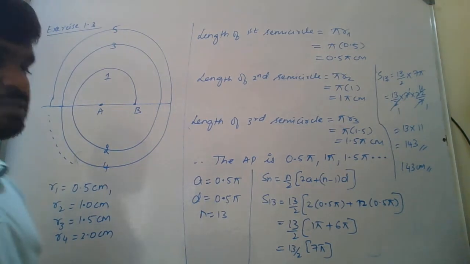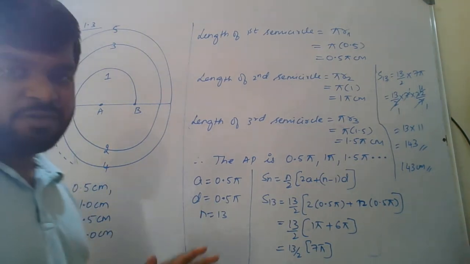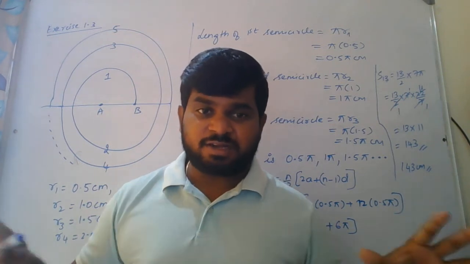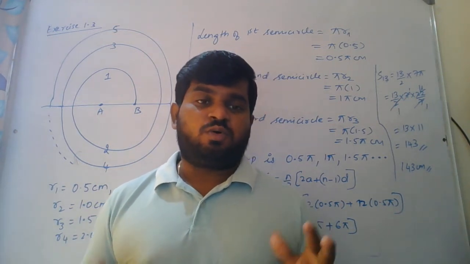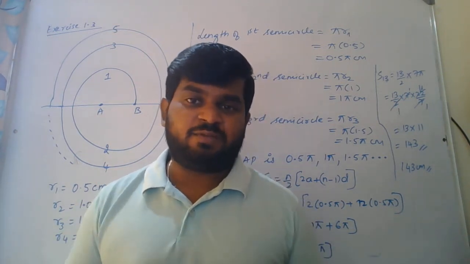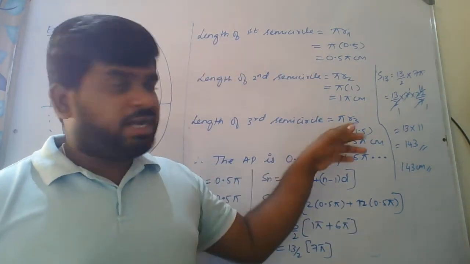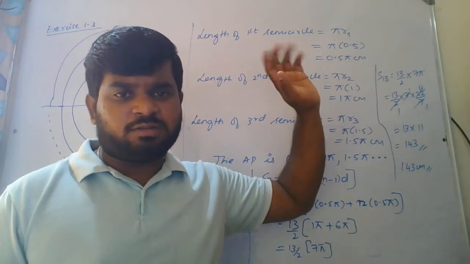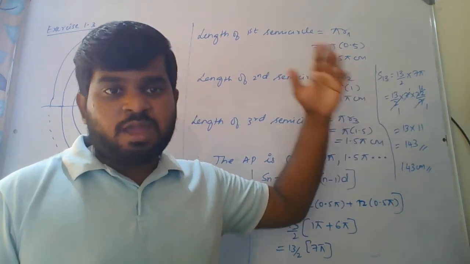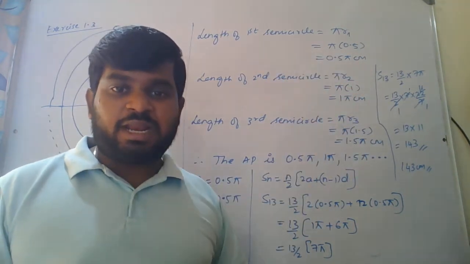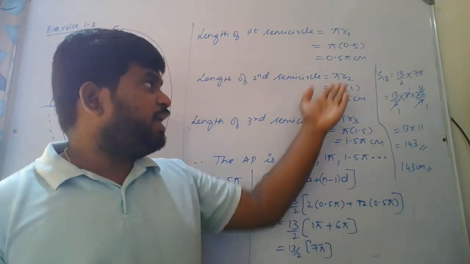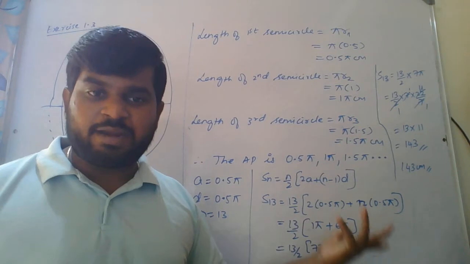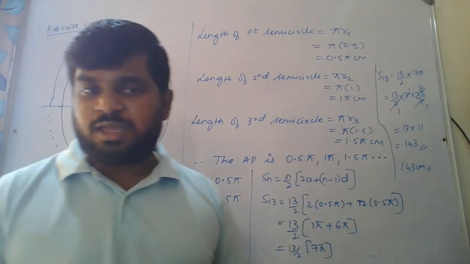Okay, this is the problem. It's very simple. We have to find the length of 13 different semicircles. I found the length of the first one, second one, third one, but fortunately these are forming an AP. Since they are forming an AP, I did not find all the 13. If it is not forming an AP, then I should have found all the 13 lengths, then added everything. But it is very clear these are forming an AP. So you have an AP, you know the A value, D value, and N value. Use the formula to get the S13.